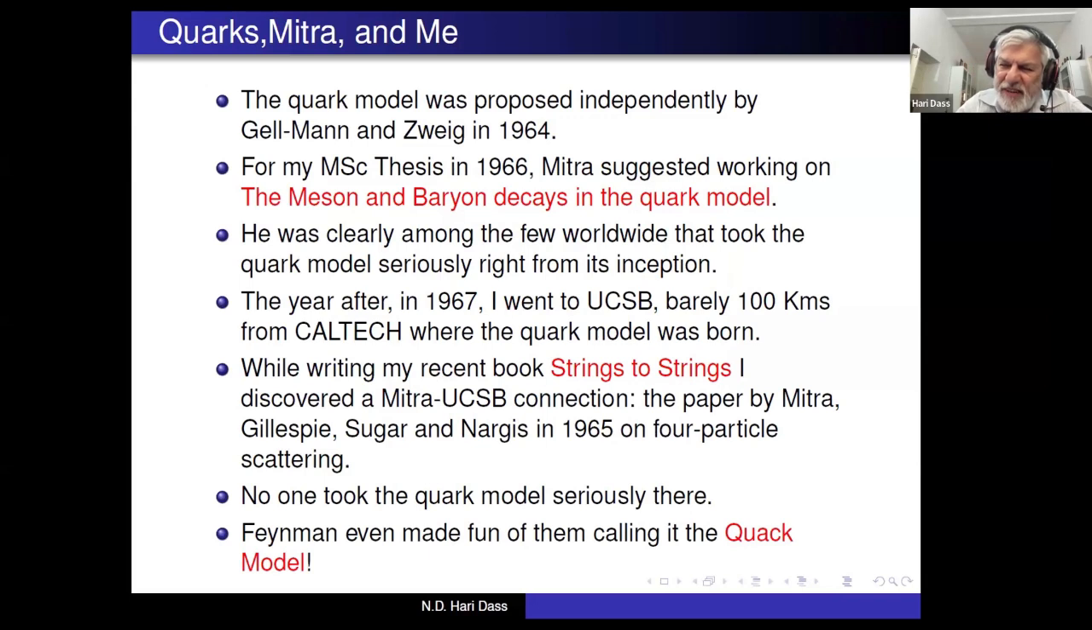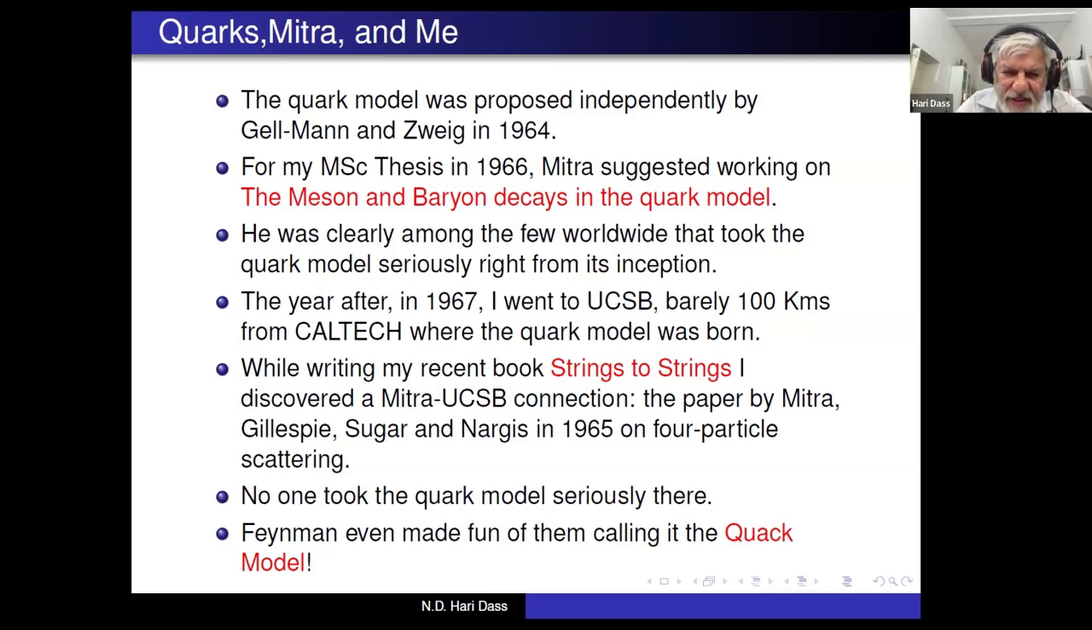So, quarks, Mitra, and me. The quark model was proposed independently by Gell-Mann and Zweig in 1964. For my MSc thesis in 66, 2 years after the quark model was founded, Mitra suggested working on the meson and baryon decays in the quark model. He was clearly among the few worldwide that took the quark model seriously right from its inception. As we all know, not everybody took this model very seriously.